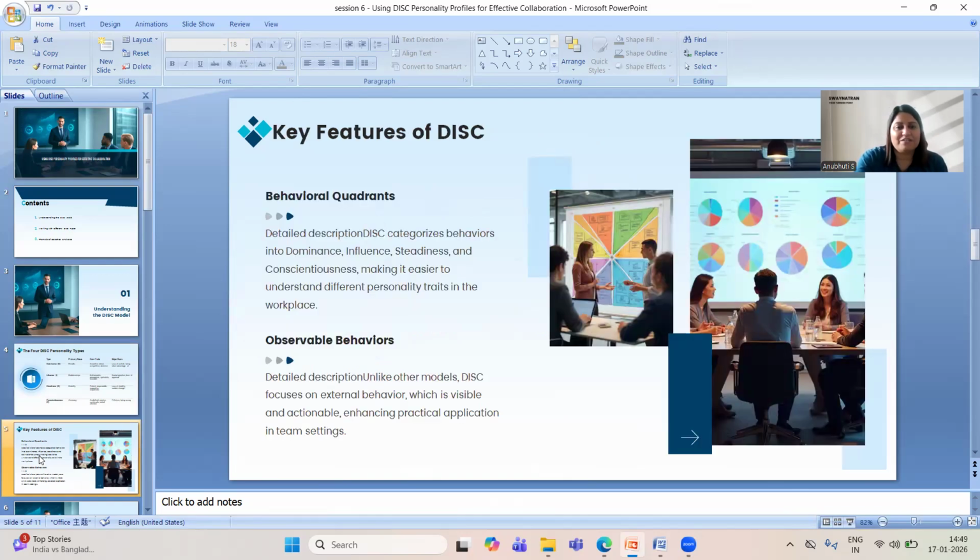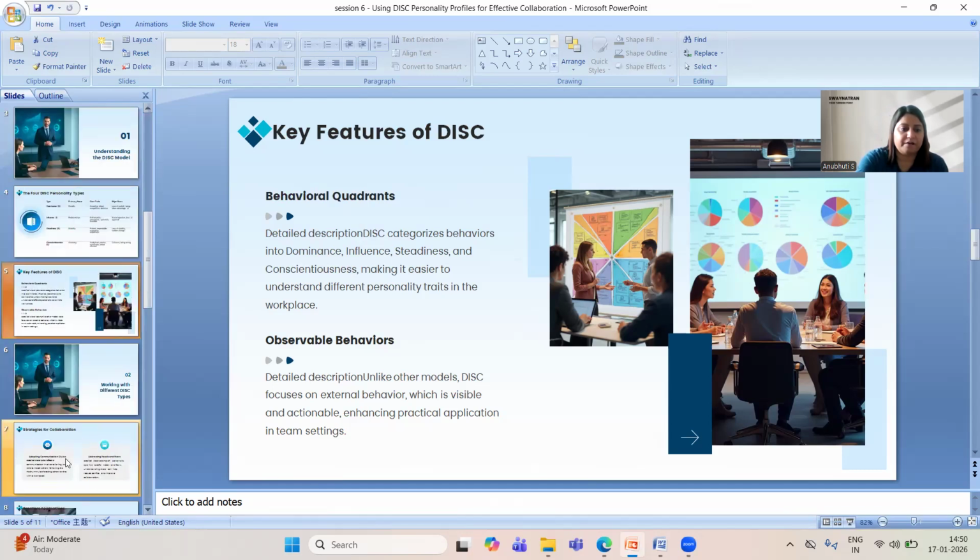Now, coming to the key features of DISC: behavior quadrants and observable behaviors. Behavioral quadrants categorize behavior into dominance, influence, steadiness, and conscientiousness, making it easier to understand different personality traits in the workplace. As I said, observable behaviors. Unlike other models, this focuses on external behavior which is visible and actionable, enhancing practical applications in team settings and helping teams as well as organizations to work well.